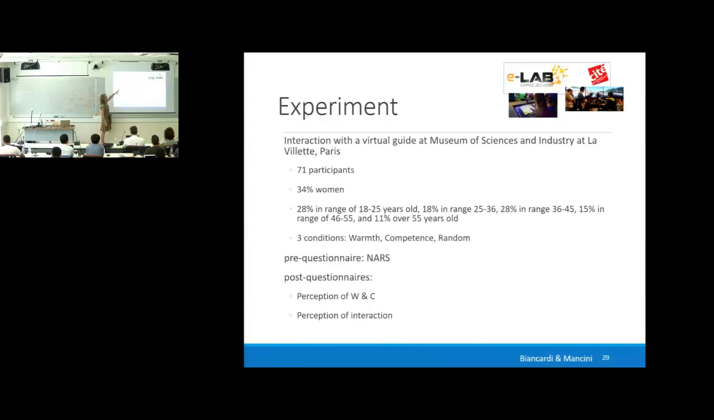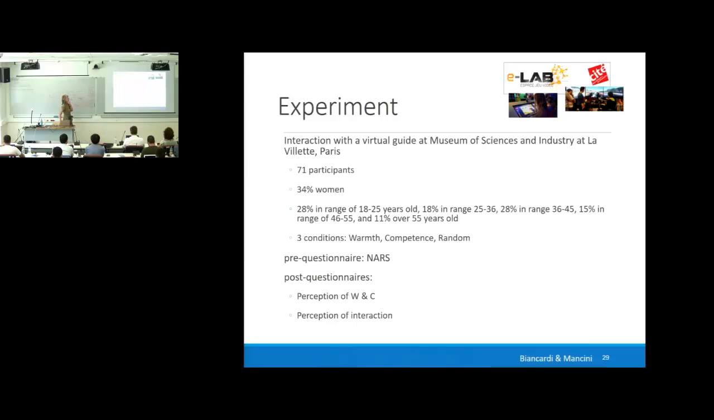We had 34% women, and we asked for information about their age, because we saw that with video games, age may be important. This is the range of the people, so we had quite a high range of participants. We had 3 conditions where the agent wanted to appear warm, the agent wanted to appear competent, and random, where it didn't care. And we used pre-questionnaires and post-questionnaires. So let me show you the questionnaires.